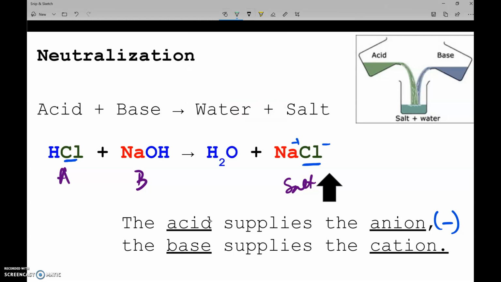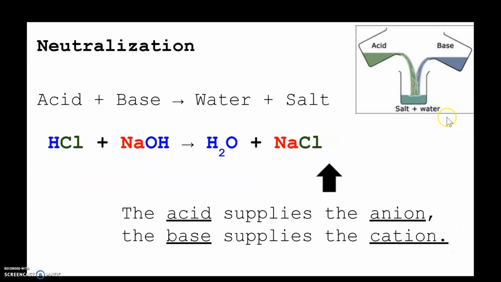And then you'll notice down here the base supplies the cation, and the cation here is the sodium, and that comes from the base. So this is a very good test question that you could possibly be asked, hint, hint. And it's talking about how a salt is made, and a salt, again, that cation comes from the base, and the anion comes from the acid. Okay, so let's look at another example. That's a very common one.